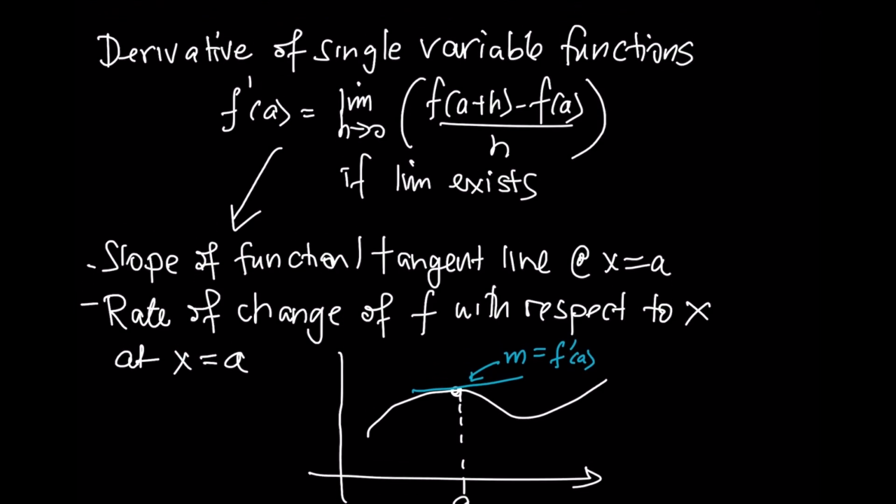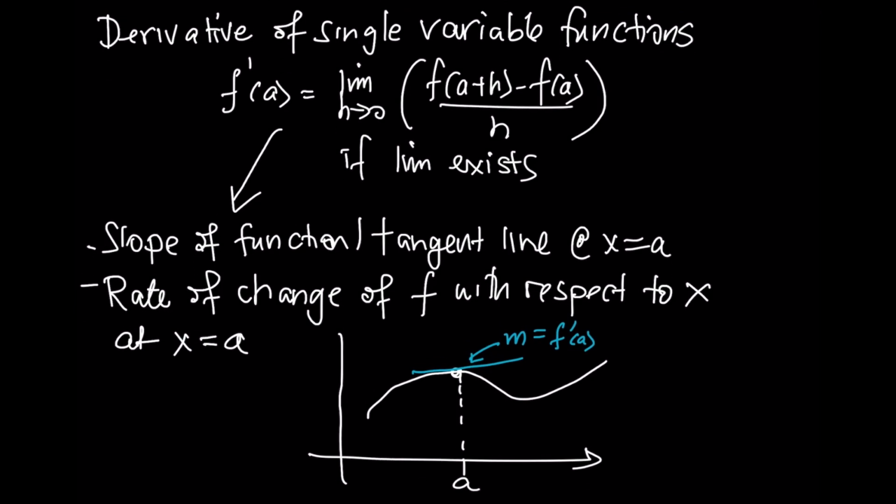The derivative of a single variable function was defined in your Calculus 1 course. The derivative represented the slope of your function or the slope of the tangent line at a given point. Another way to think of it was that it represented the rate of change of your function with respect to the variable at x equals a.